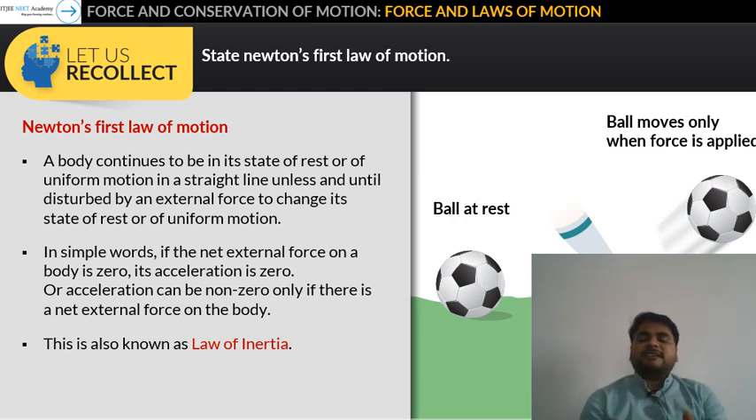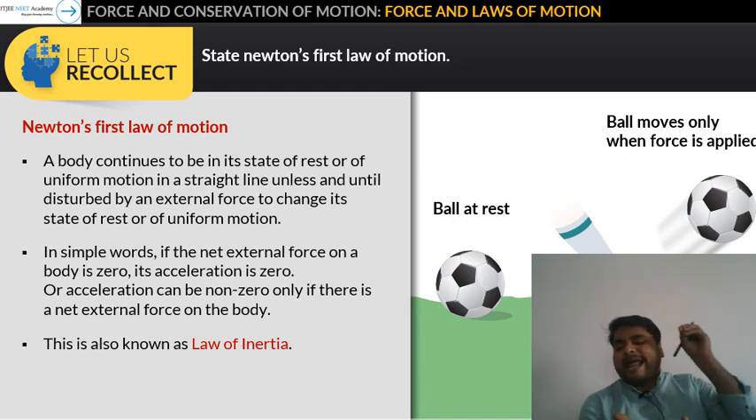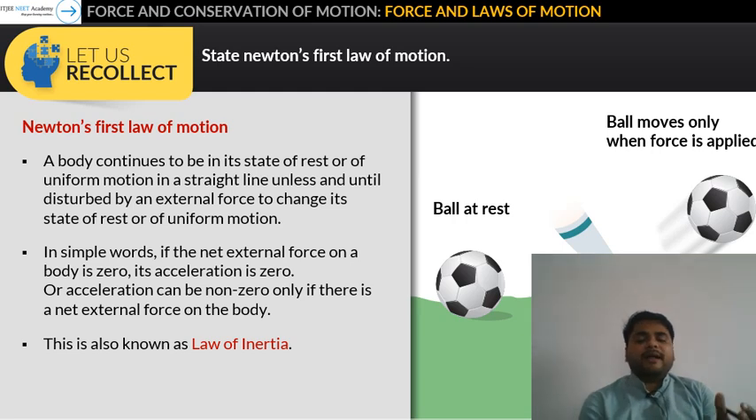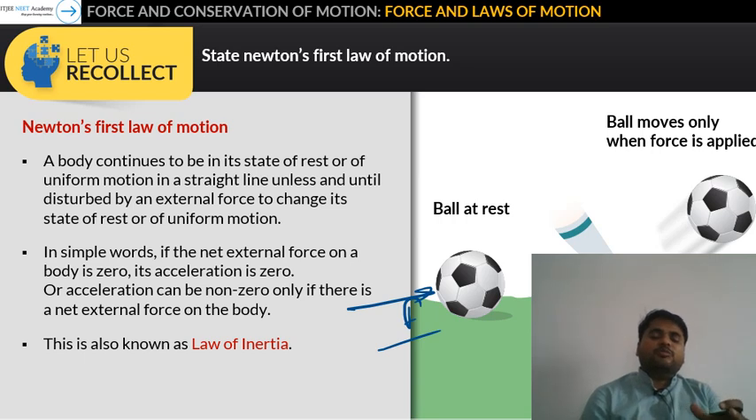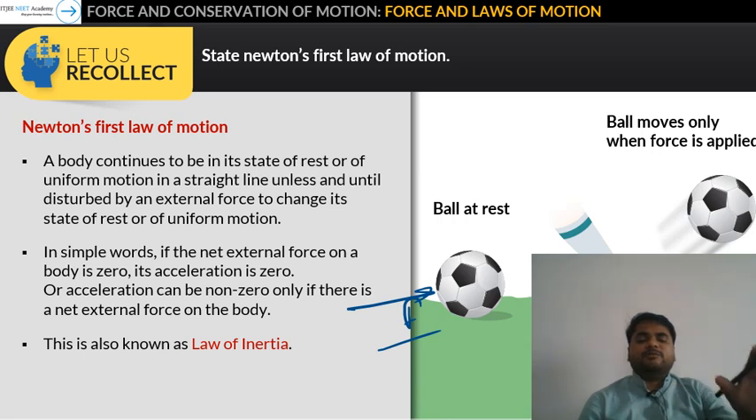the net external force on the body is 0, its acceleration is 0, or acceleration can be non-zero only if there is a net external force on the body. It means if any object is at rest and we apply any external force, then what will happen? The object will move. If we apply a force on the object, then the object will start to move. It means there is an external force working on the object which changes its motion. Means if the object is at rest, then it will come into motion.